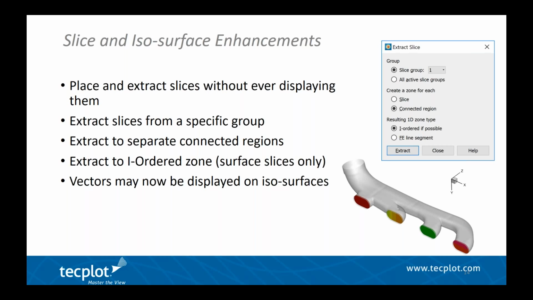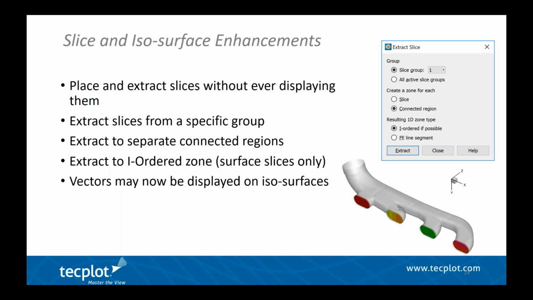And then the final item for extracting is extracting to an I-ordered zone. Now this is important, again, if you're doing surface slices and you need to take that data out of Tecplot 360 and pass it to another downstream post-processing program, or if you're comparing with experimental data, you may need data that is in a nice ordered array. Previously, Tecplot would always extract to an FE line segment, which can be a little bit more difficult to use for downstream post-processing.